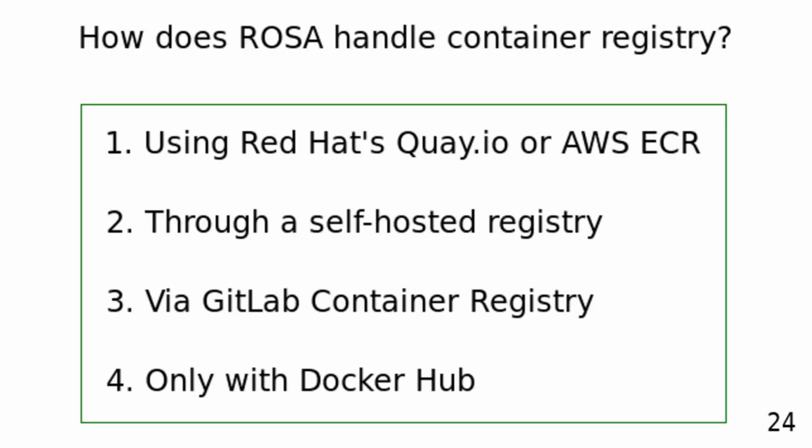How does ROSA handle container registry? Using Red Hat's Quay.io or AWS ECR. Through a self-hosted registry. Via GitLab container registry. Only with Docker Hub.